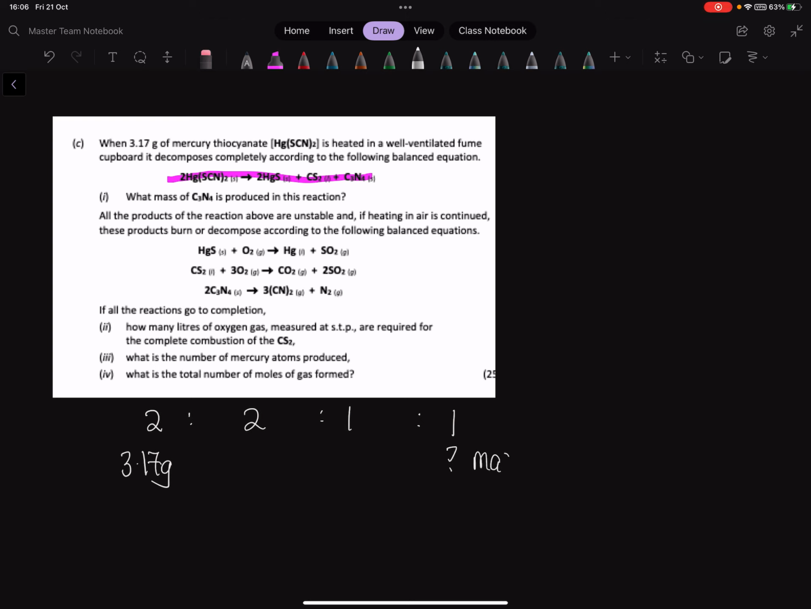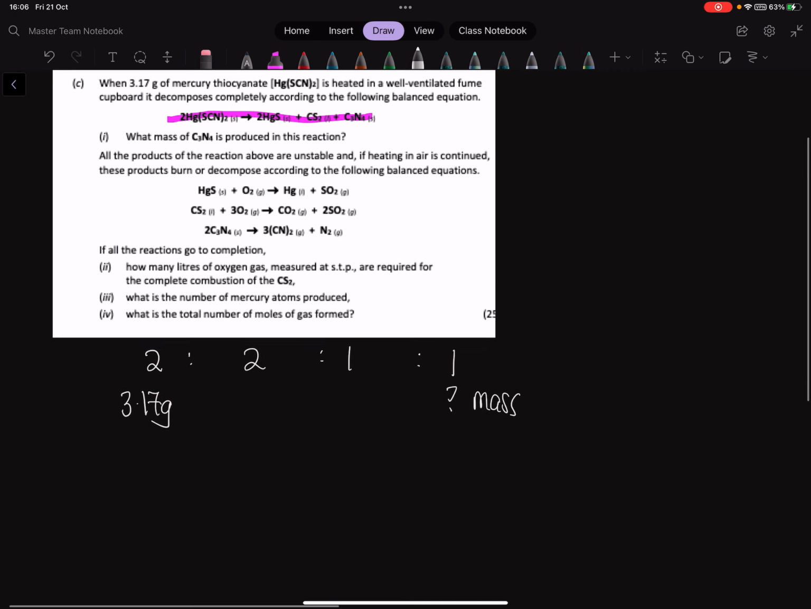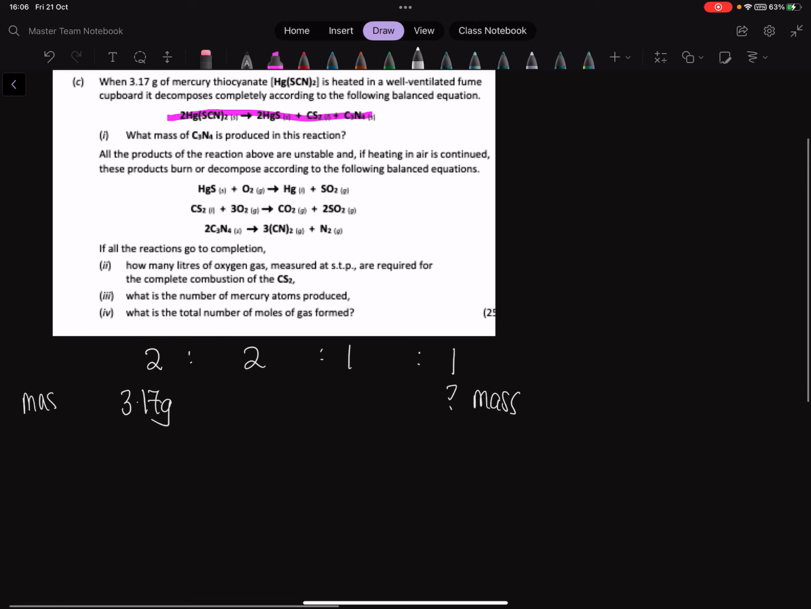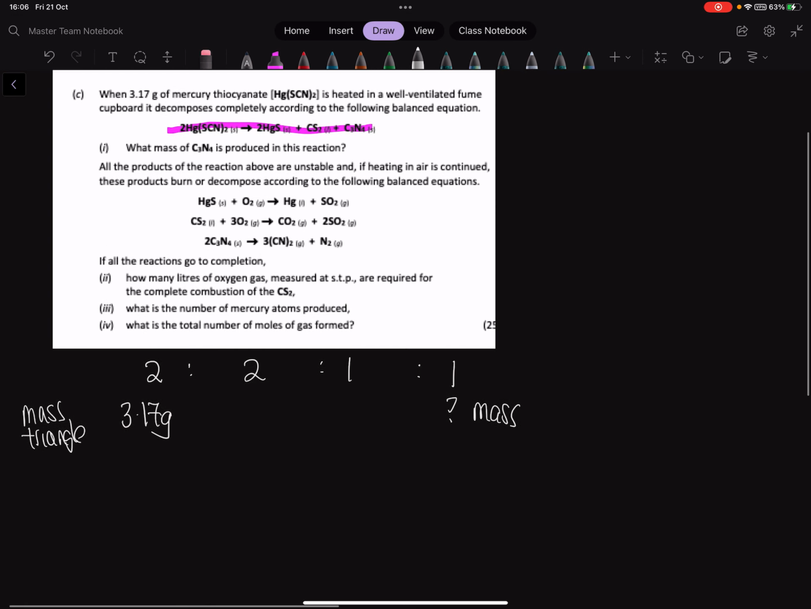so this is going to be my mass. So this is my way in, the 3.17 grams. We need to use our mass triangle because it's in grams. So we have to calculate our Hg, S, C, N, and each thing within the brackets is multiplied by 2.